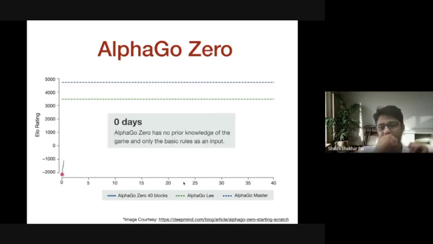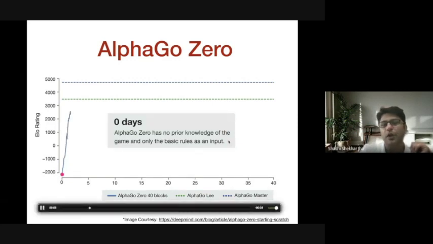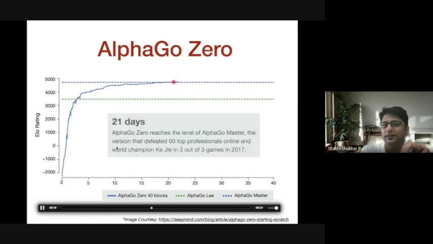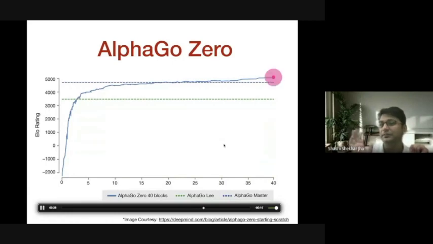I'll just play it for you. They started training AlphaGo Zero with no prior knowledge of the game, only the basic rules as input. In 3 days, AlphaGo Zero surpassed the abilities of AlphaGo Lee. After 21 days of training, it reached the level of AlphaGo Master, that defeated 60 top professionals in 2017.